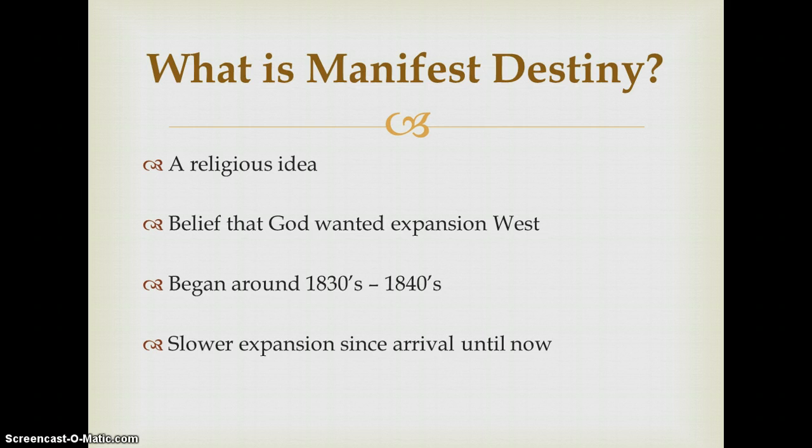Manifest Destiny was a religious idea, the belief that it was Americans' right given by God to conquer the West. It began around the 1830s and 40s. Until the 30s and 40s, expansion had been a great deal slower.